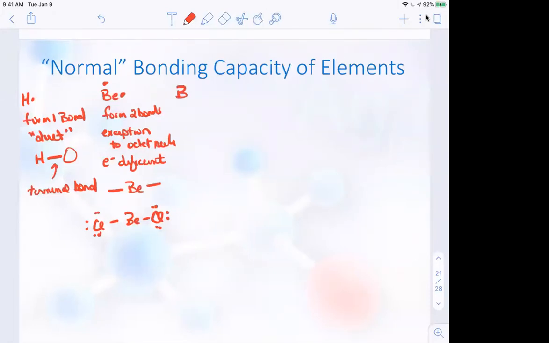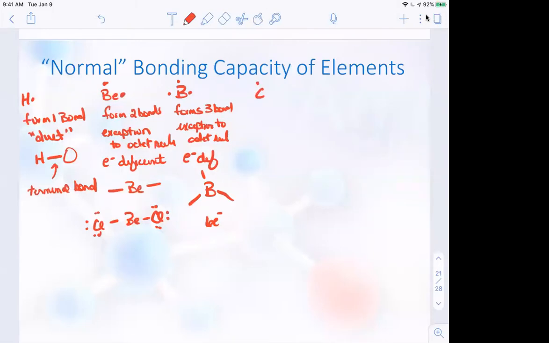Boron, we're going to use boron as a Lewis acid. Don't worry if you don't know what that means. We'll figure this out later. It forms 3 bonds. It is also an exception to the octet rule. It also forms electron deficient species. So basically a boron will have 3 bonds around it, 6 electrons total. And that is normal for boron. That is not something that we have to worry about.